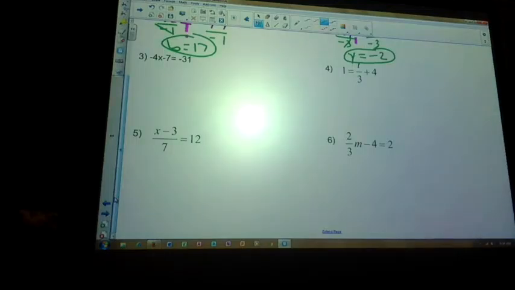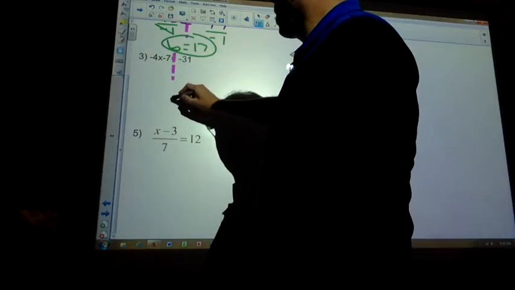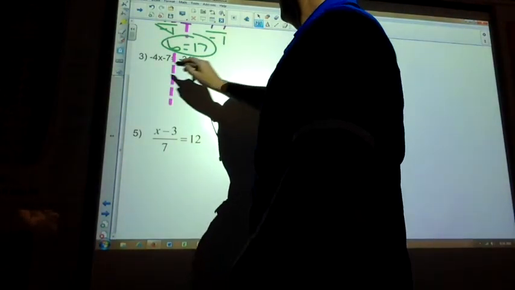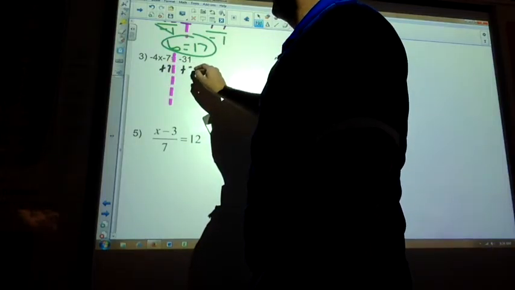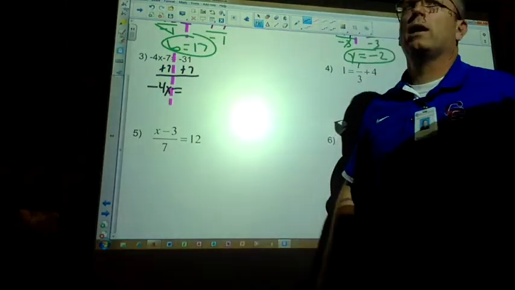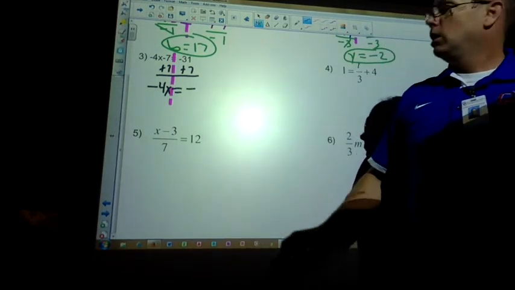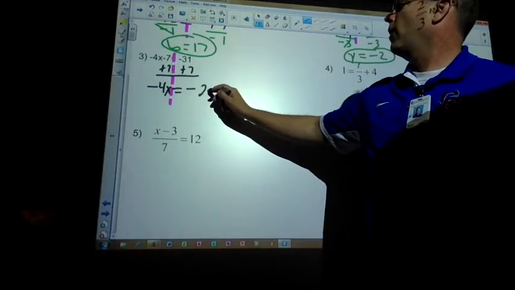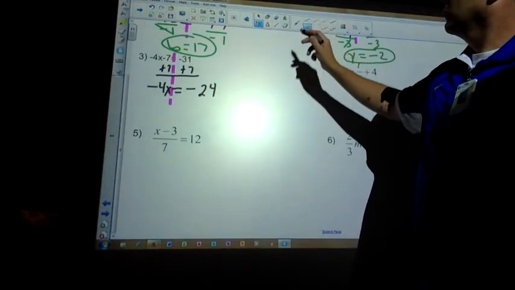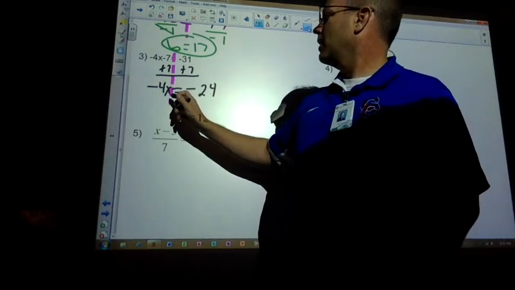All right. Number three. Add 7, add 7. So I get this equals negative 31 added to 7. It's a negative answer. Negative something. Negative 24. Then you divide by 4, negative 4.